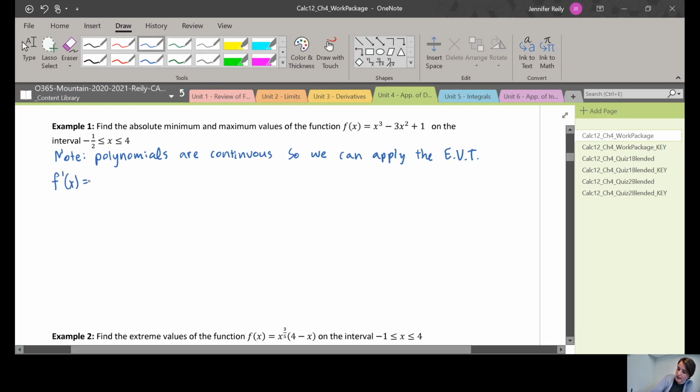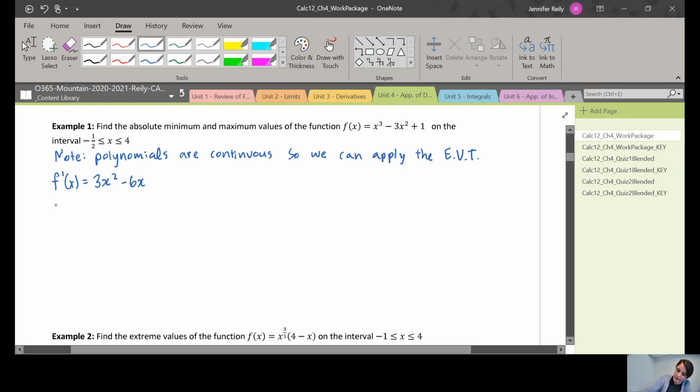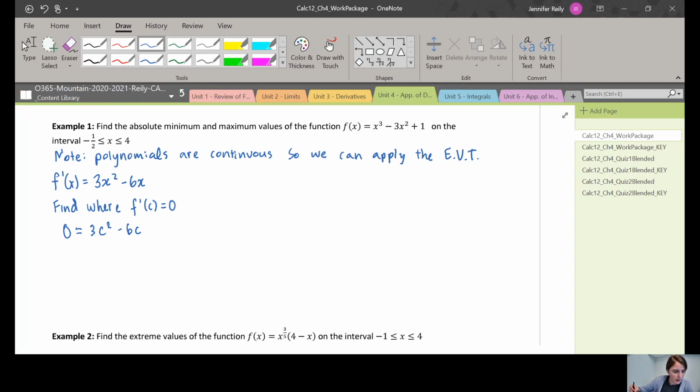The derivative of our function is, so we use the power rule, 3x squared minus 6x plus 0. And I'm looking for points where this is undefined. It's just a polynomial, so it's defined everywhere. So the only places that I'm interested in are where this derivative is equal to 0. So we're going to search for points where f prime of c, and I'm using c for a critical number, so c stands for critical number. So I'm going to set my equation equal to 0, and just solve for c. So see if there's any c values there.